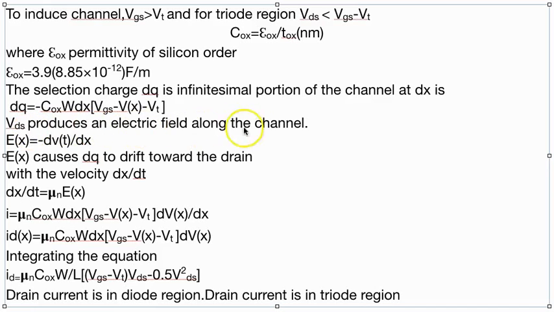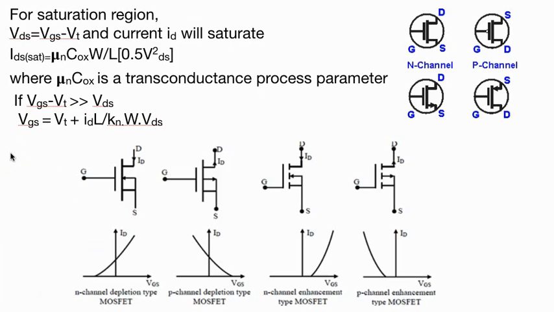The electric field along the channel is due to VDS. We already know that the electric field is the negative of the derivative of potential. The electric field causes dQ to drift towards the drain with the velocity dx by dt. Okay. Now dx by dt equals mu n into E. And if you put these values, you will get the drain current equation in the triode region. For the saturation region, we consider that the drain voltage equals the gate minus threshold voltage, and the drain current has saturated. So we have a different formula for it. Mu n into Cox is the transconductance process parameter.